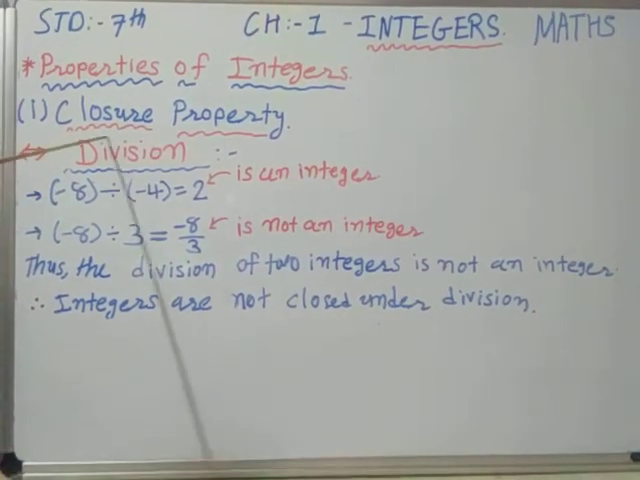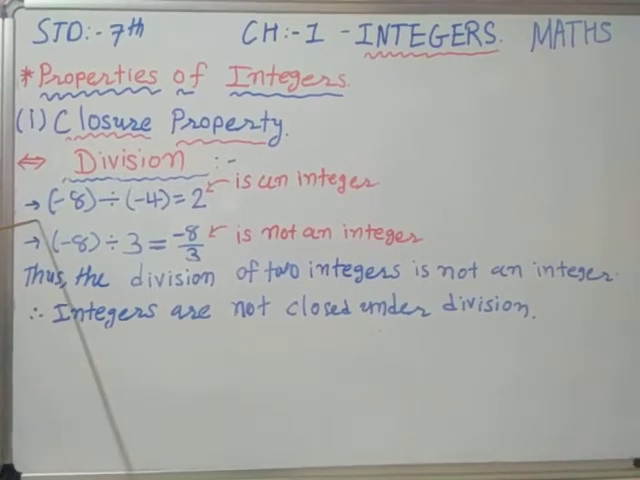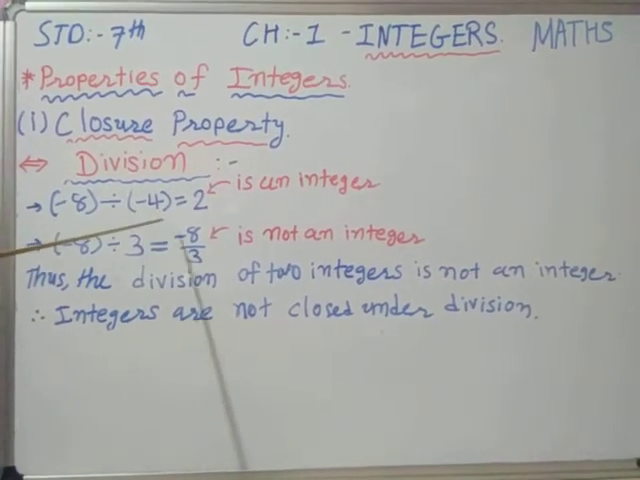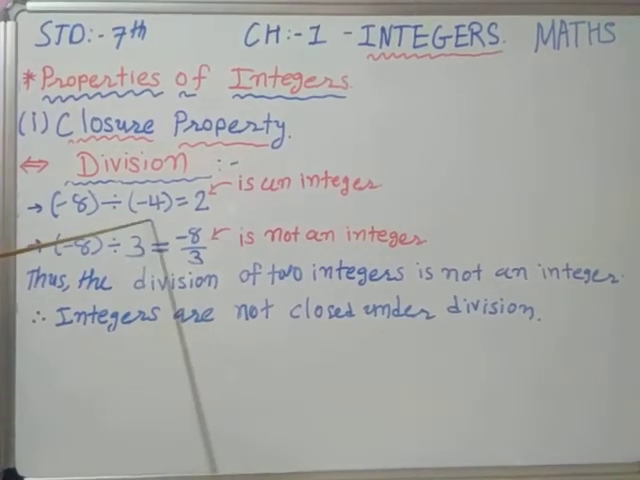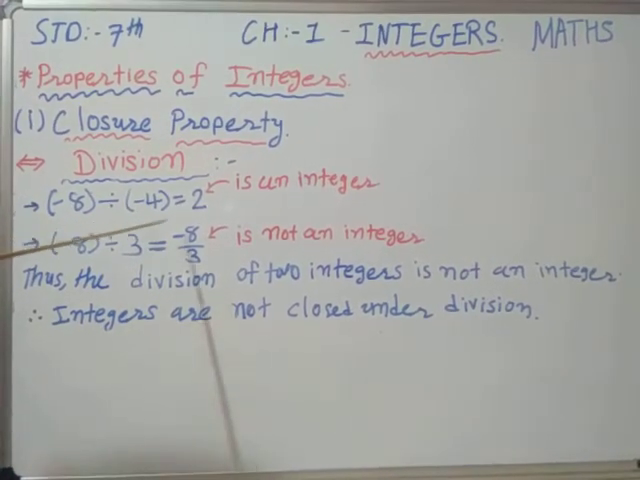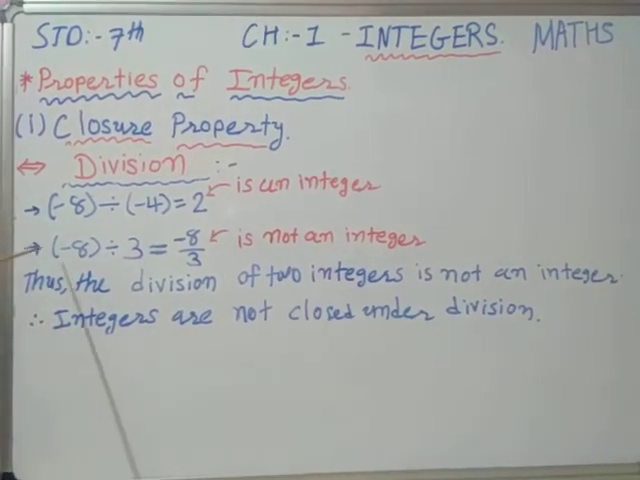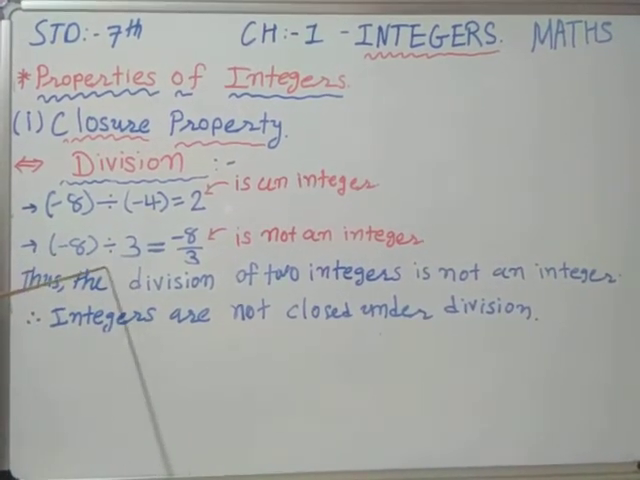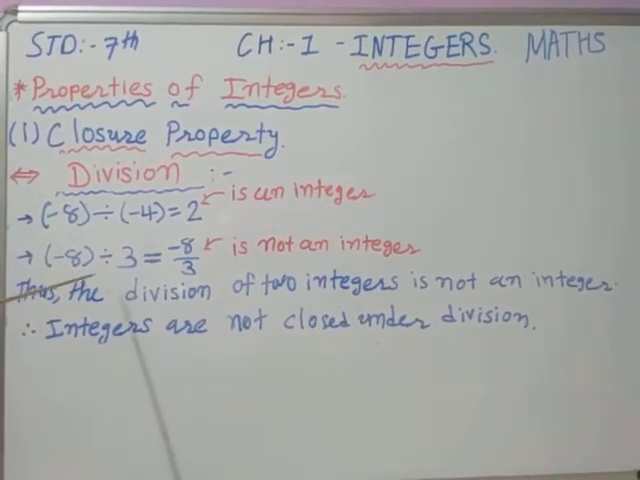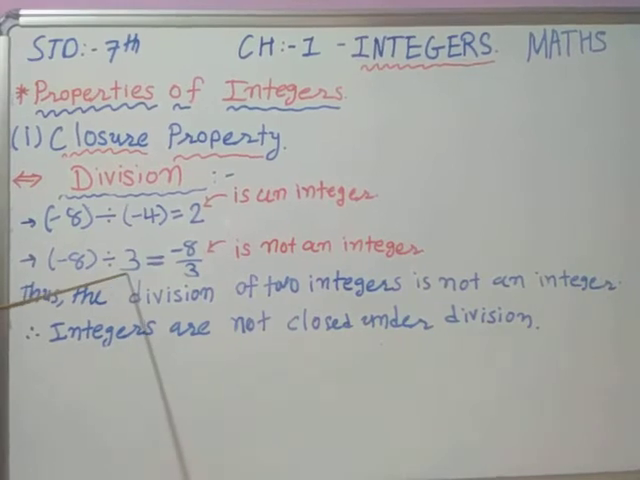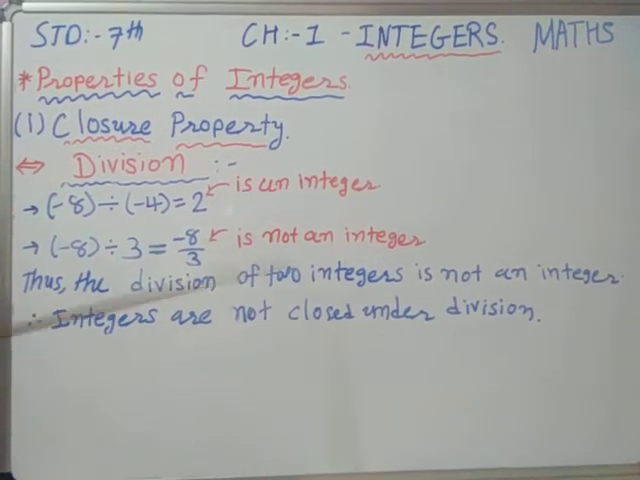Now, let's check the closure property for division. Let's take some examples. First one, minus 8 divide minus 4. Minus 8 and minus 4 both are integers. Minus 8 divide minus 4 is equal to 2, which is an integer. Now, let's take another example. Minus 8 divide 3 is equal to minus 8 upon 3. Here minus 8 and 3 both are integers. But the division of these two integers is not an integer.